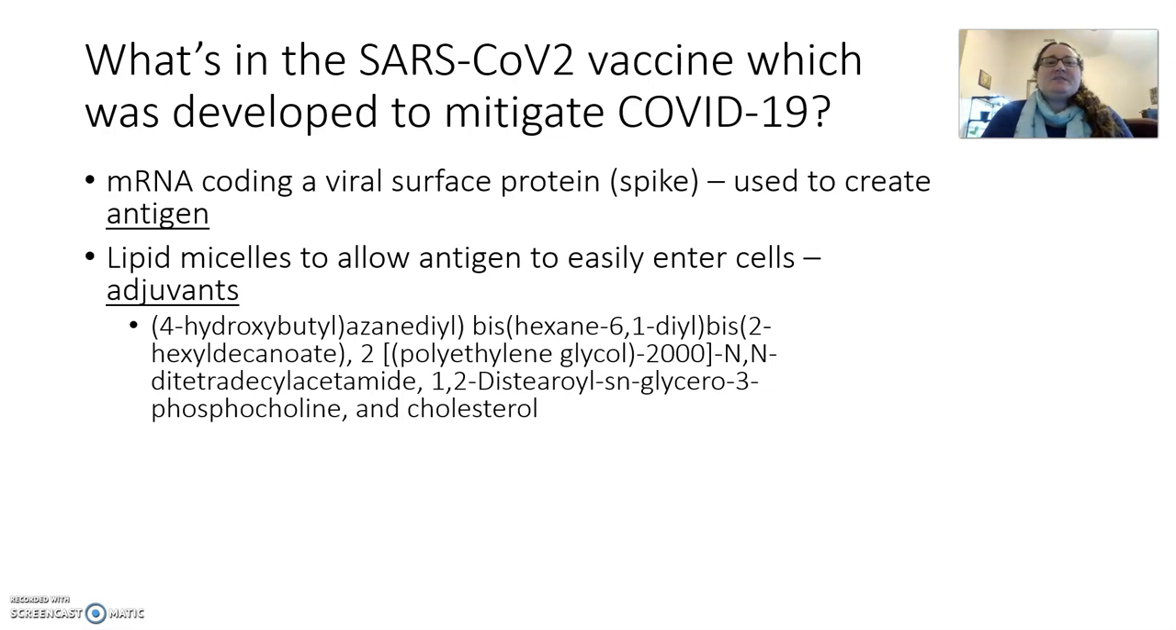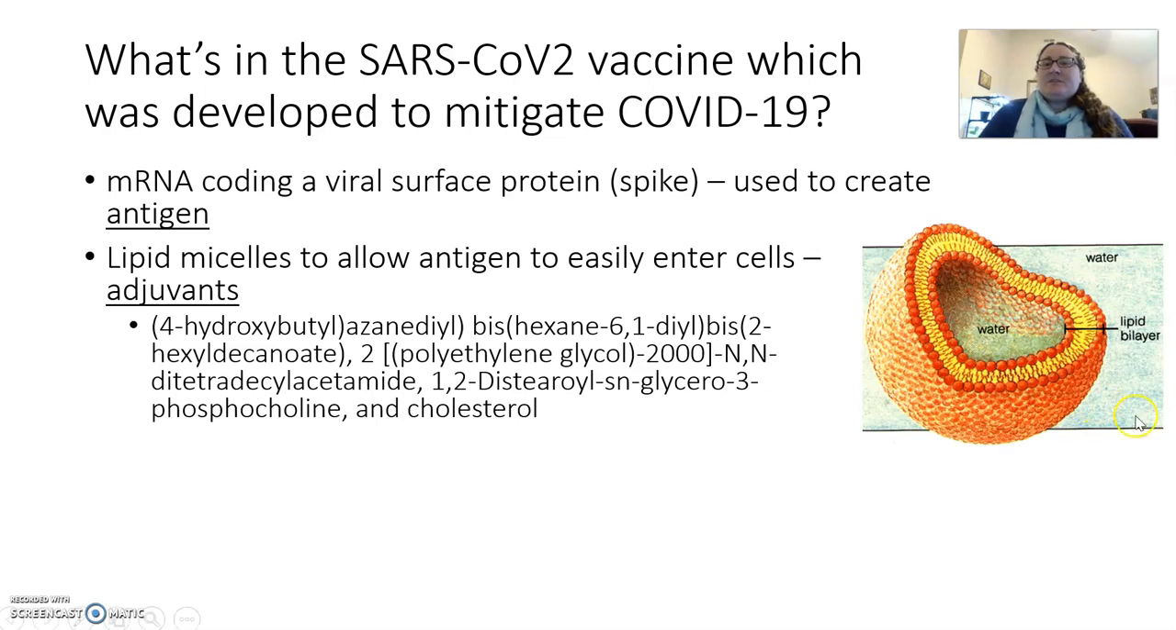There are also lipids that are used to coat the surface of the antigen so it can easily enter the cells. These are the adjuvants. So if you think about cell membranes, there is this barrier for things to get into the cells. But if we include a similar lipid bilayer around the antigen, then that can serve as a mediator to allow the antigen to actually get in.